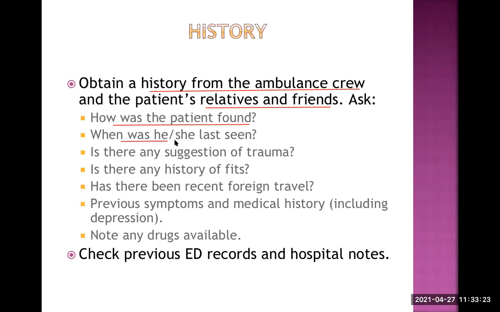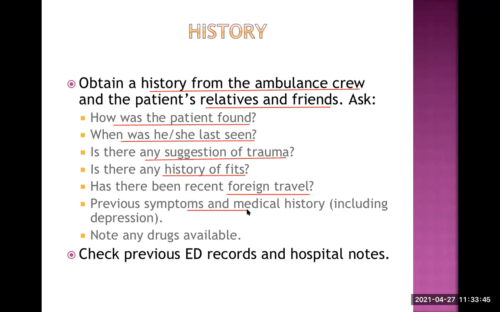When was he or she last seen? What is the duration? Is there any suggestion of trauma or not? Is there any history of fits or seizure or not? Has there been recent foreign travel or not? Many infections are quite common in the endemic areas.